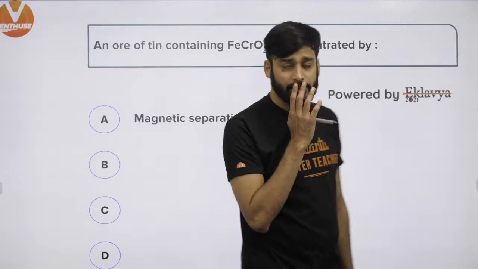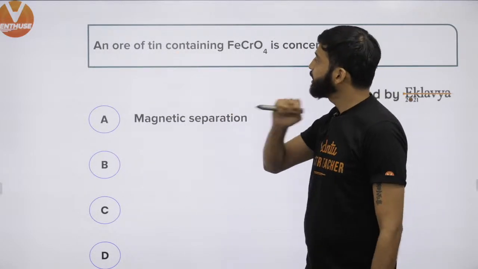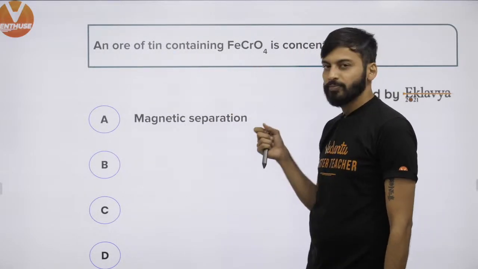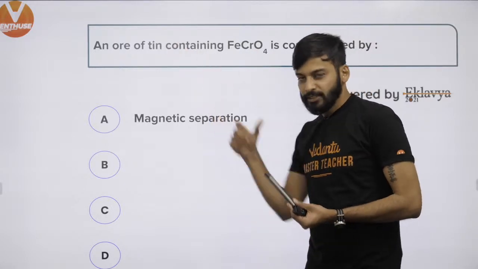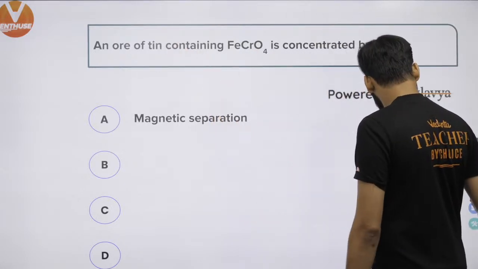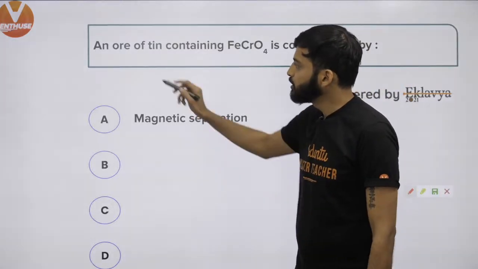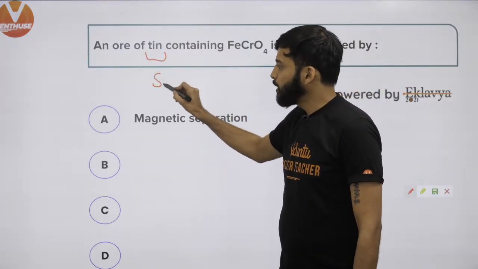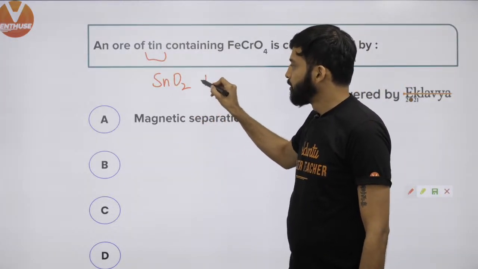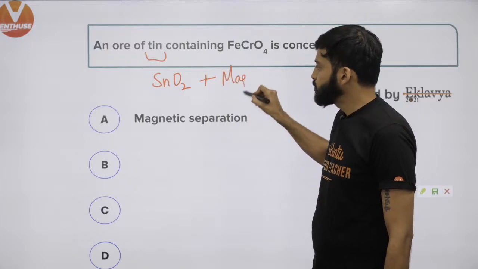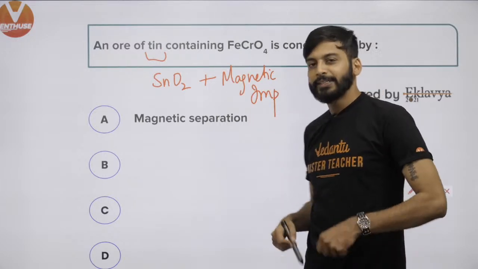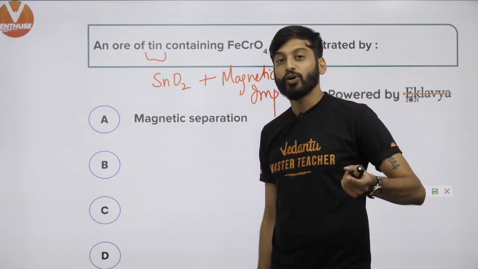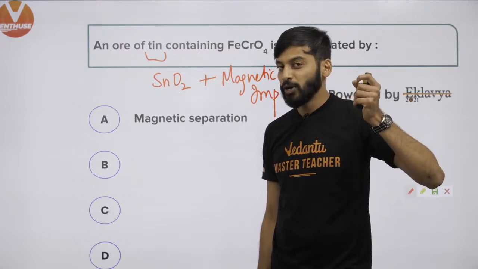हाँ, ये भी बड़ा simple सा है. An ore of tin containing FeCrO4, chromite, is a magnetic impurity. And tin, whenever it is again from metallurgy, very simple question. Beta, one tin ore is cassiterite. Cassiterite generally contains magnetic impurities. So whenever you have magnetic impurities, you would go for concentration, and that too, what type of concentration?